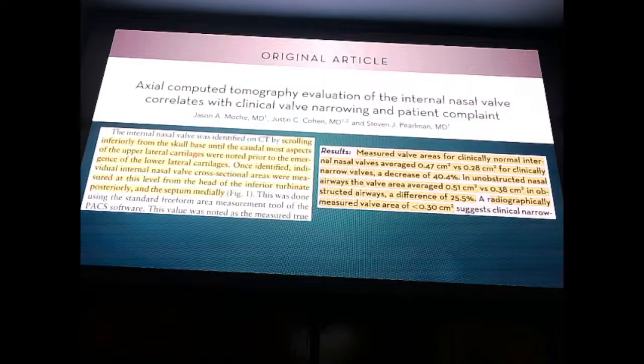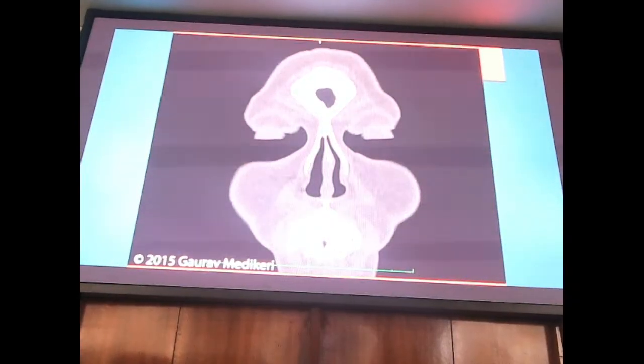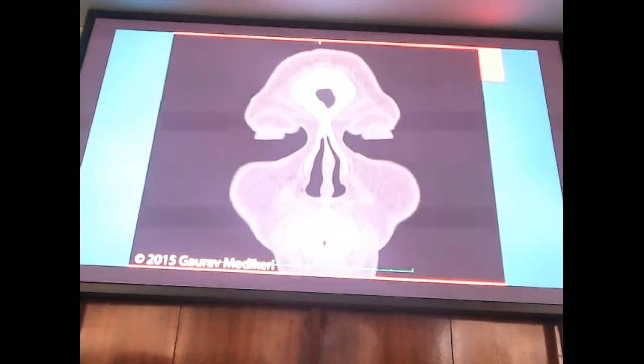Normally, if the internal nasal valve cross-sectional area is less than 0.47 centimeter square, and it can be calculated on a CT scan also, if it is less than that, the chance of it contributing to the patient's breathing difficulty is going to be much higher. Okay, so there are definitive criteria to define whether an internal nasal valve is narrow or not.